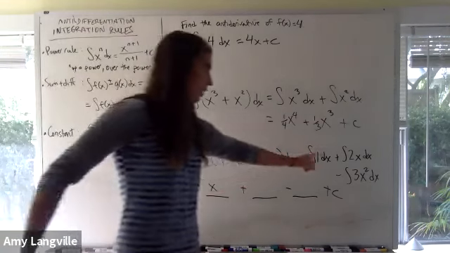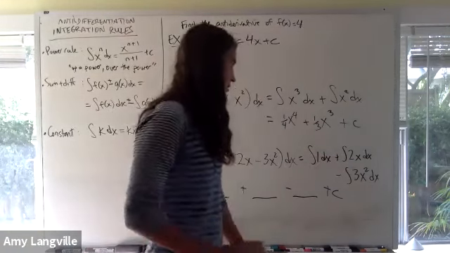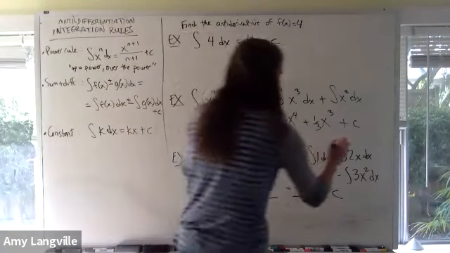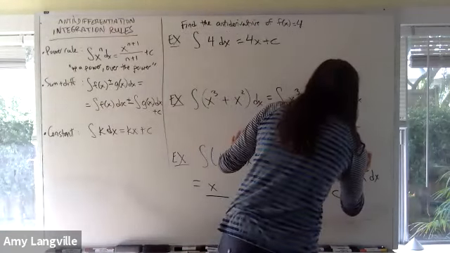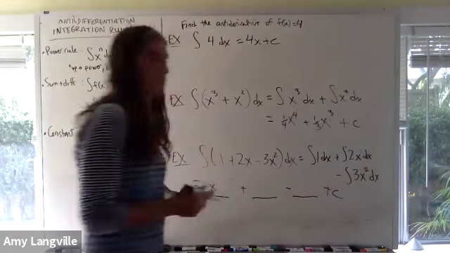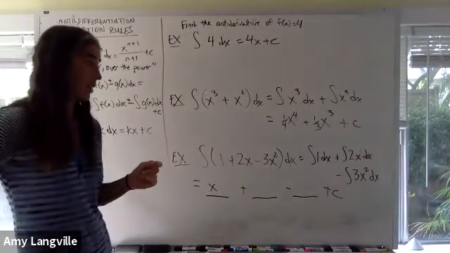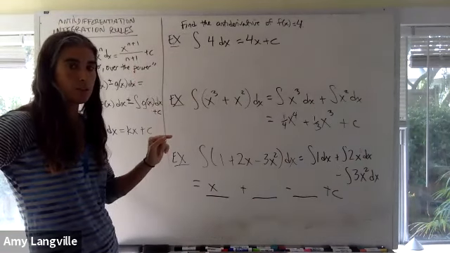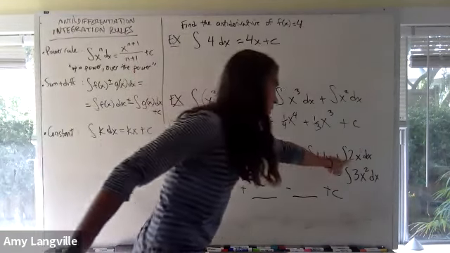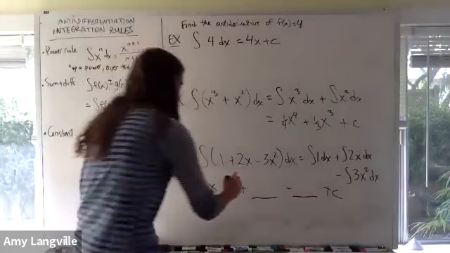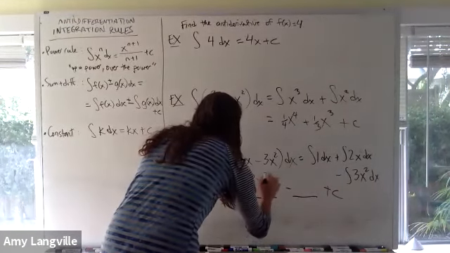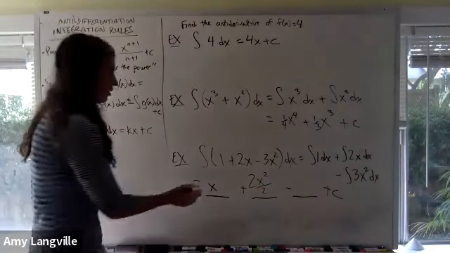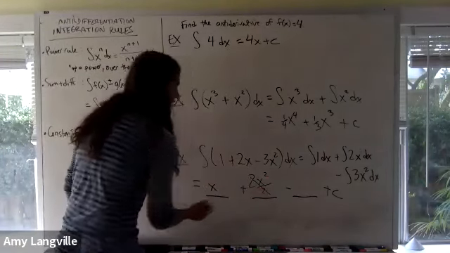Okay, the second one, I need to integrate 2x. Well, it doesn't quite look like it fits the power rule, but remember, x is raised to the invisible 1 power. So now I can take that x up a power, so that's x squared divided by 2, but don't forget to multiply by the 2 that's sitting there. So this is really 2 times x squared divided by 2. These 2's would cancel out.